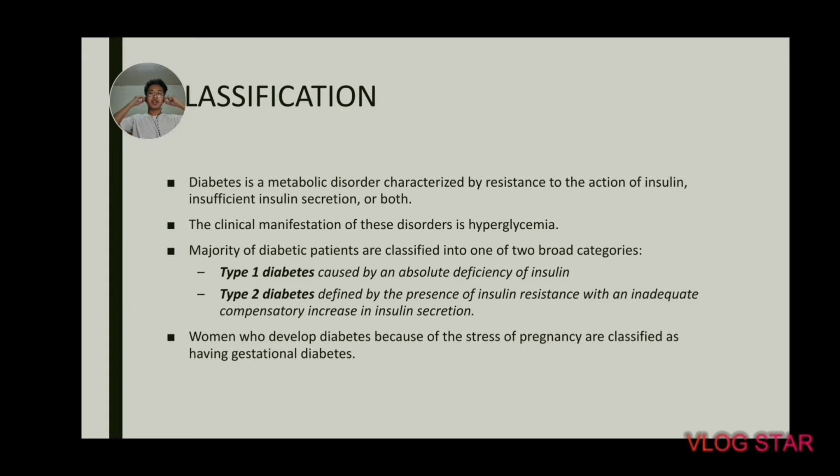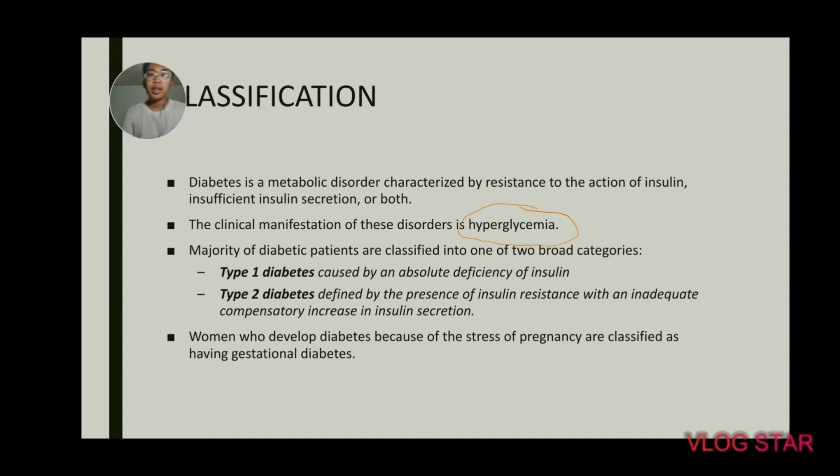So for classification, in general, diabetes is a metabolic disorder characterized by resistance to the action of insulin. Like I said earlier, the action of insulin is to lower blood glucose. It does this by allowing glucose to enter the cell to be used for energy. And then the clinical manifestation of these disorders is hyperglycemia. So this is the key term for diabetes, hyperglycemia.